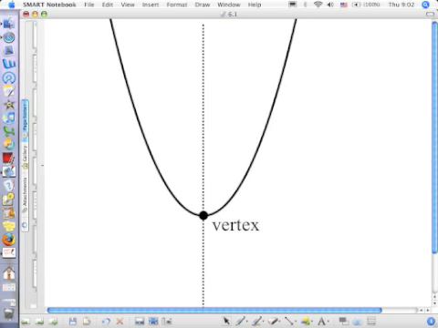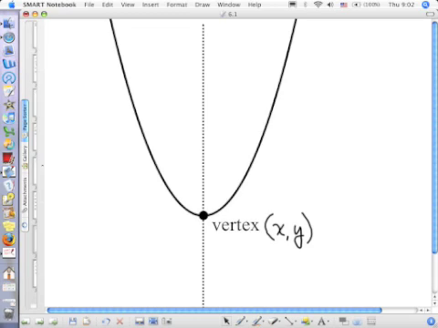Okay, so we had a picture of our parabola. You should have already drawn that. Go back to your picture. The vertex is where those two things meet. Okay, now this is an actual point on a graph, so we are going to be looking for an x and a y value.